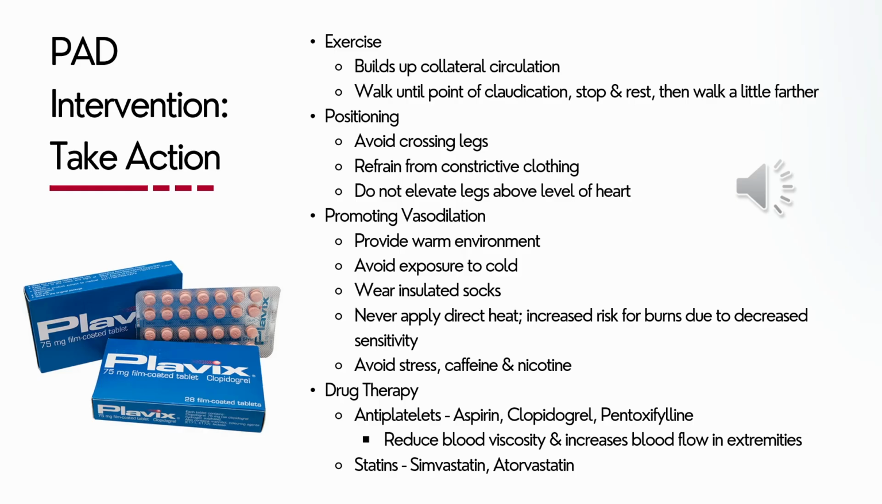This is one of the most effective ways to improve arterial blood flow through the development of collateral circulation. Collateral circulation refers to smaller vessels that compensate for blocked arteries. We want to instruct our patients to walk until they experience intermittent claudication pain, then stop to rest, and then walk a little bit further. This gradual increase in walking distance helps to build tolerance and circulation. It's important to note here that patients with severe rest pain, venous ulcers, or gangrene really don't need to be participating in these exercise programs.